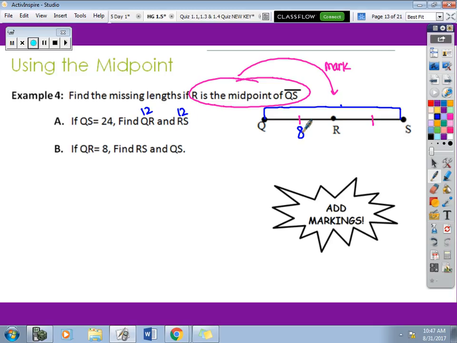So if QR is 8, how long is RS and how long is QS? I had that RS would be 8 as well, and then the whole thing's 16. Perfect. Because of the markings, you know it's a midpoint. This has to be the same length as this. So if one of them's 8, the other one's 8, the whole thing is 16.